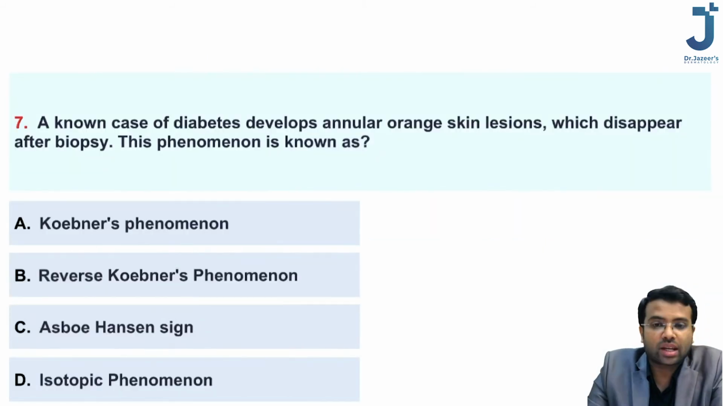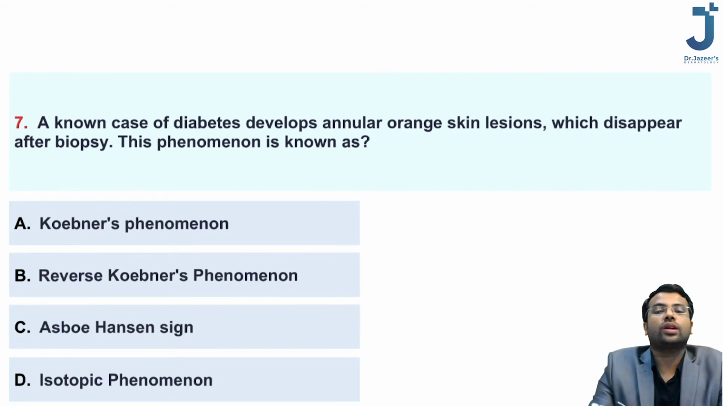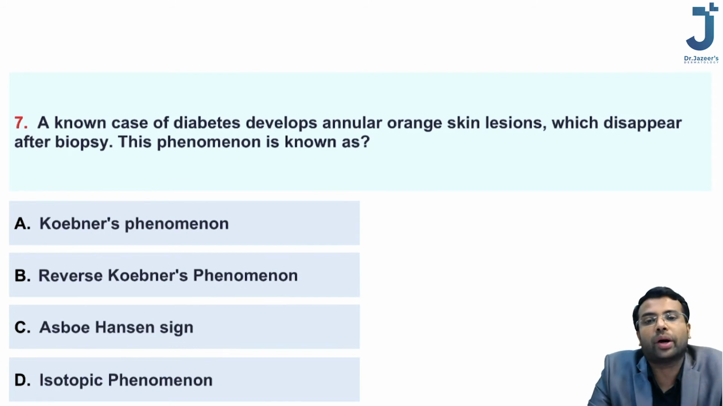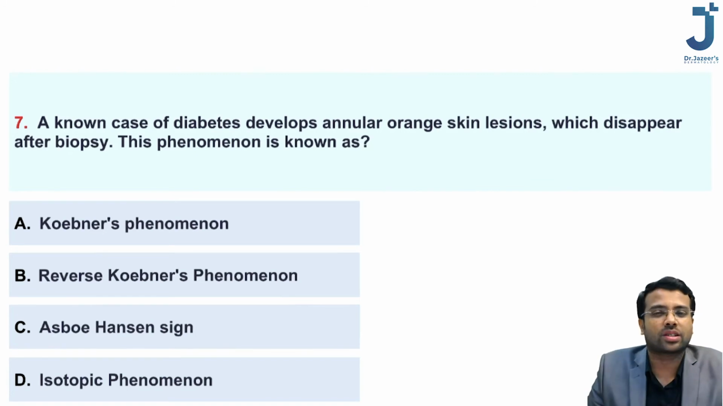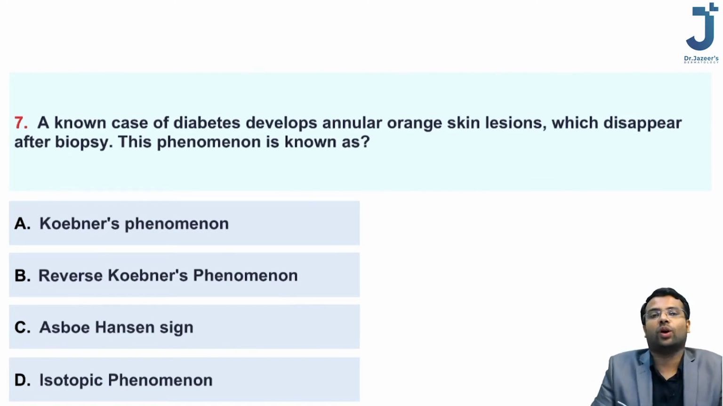So let's see the next MCQ: a known case of diabetes develops annular orange lesions which disappear after biopsy. This phenomenon is called as. Now before I ask you what is the name of this phenomenon which we have discussed just now, what is this condition called as?